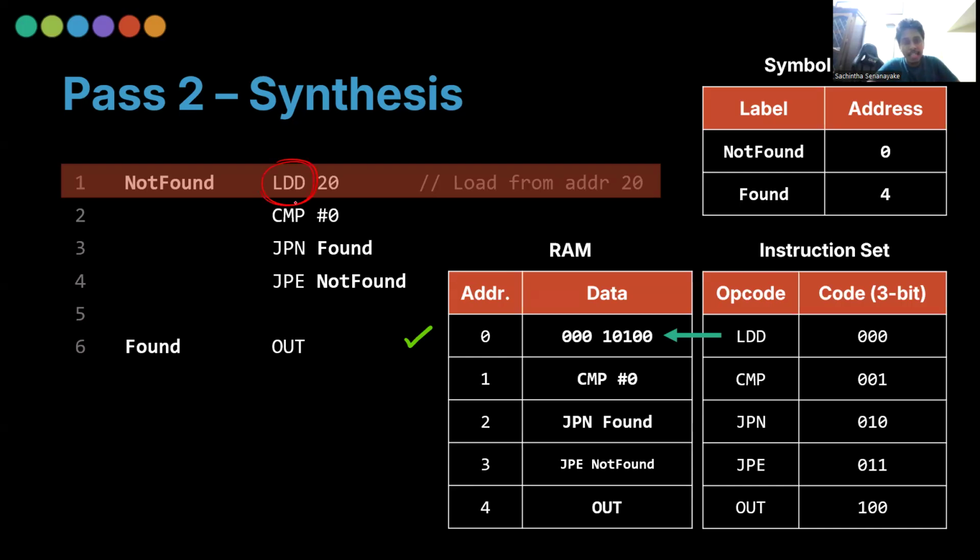We replace LDD with the respective opcode code from the instruction set. So the opcode LDD has the code 000. That is now what replaces LDD in the RAM. And then the 20, the operand, has been represented in binary as well.